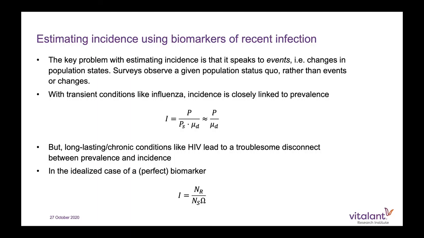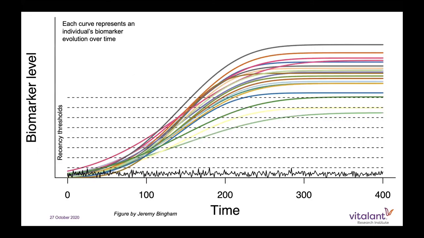Now, if we have a biomarker of recent infection, we are reintroducing a transient state, that state of recent infection, which allows us to recover the easy link between the prevalence of that transient state at a given time, the duration of that state, and the incidence. That's the fundamental concept behind cross-sectional incidence estimation. But there are numerous subtleties, some of which we will discuss today very briefly.